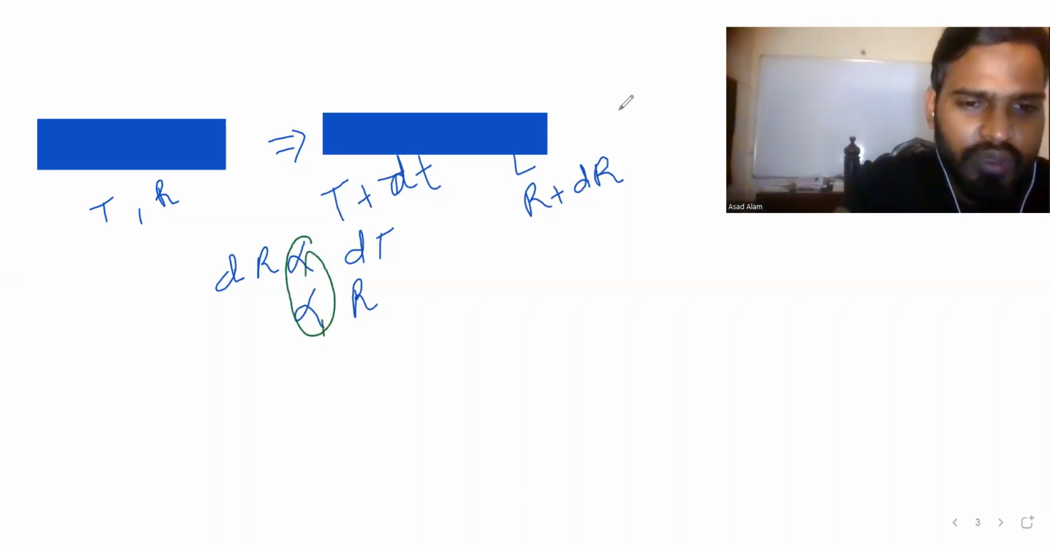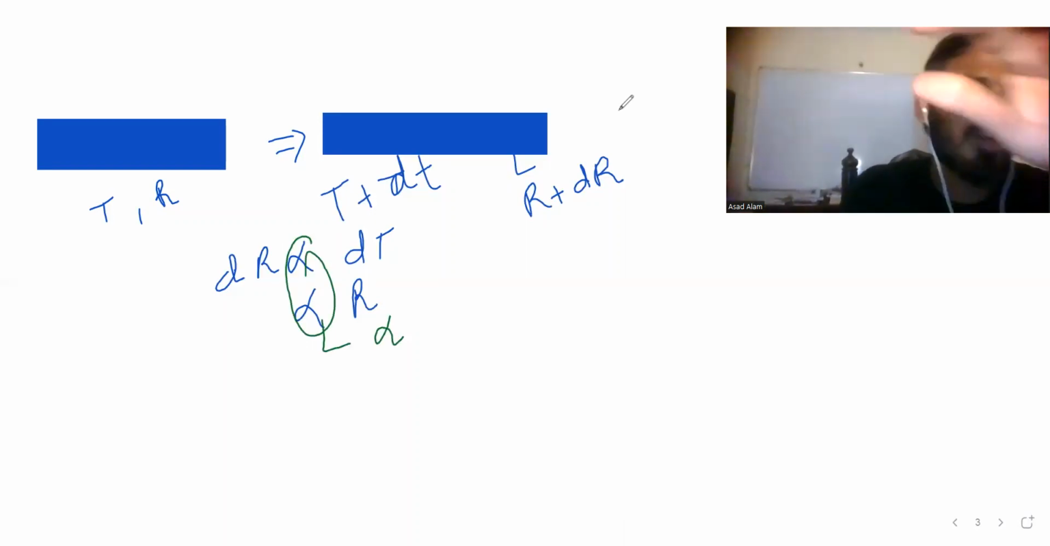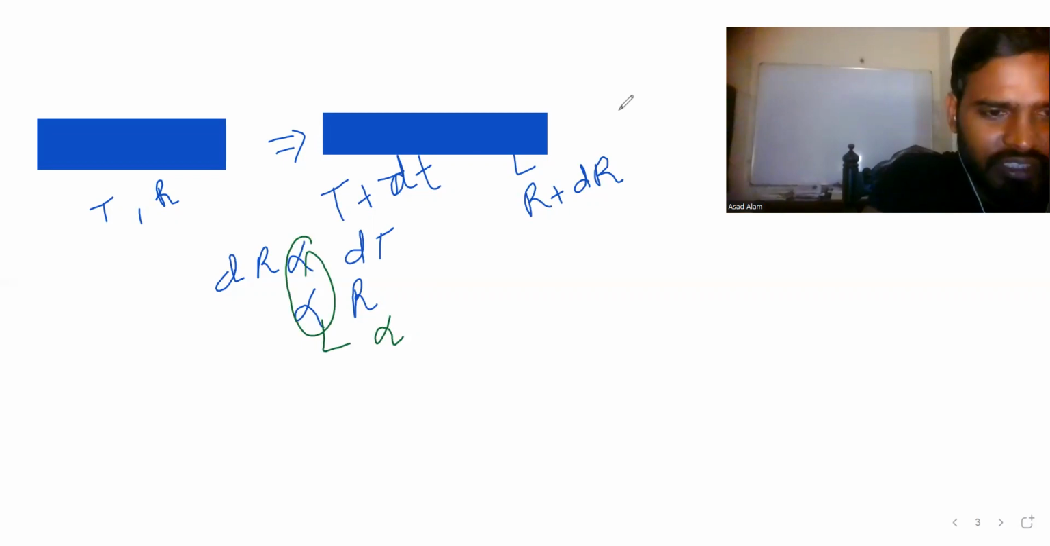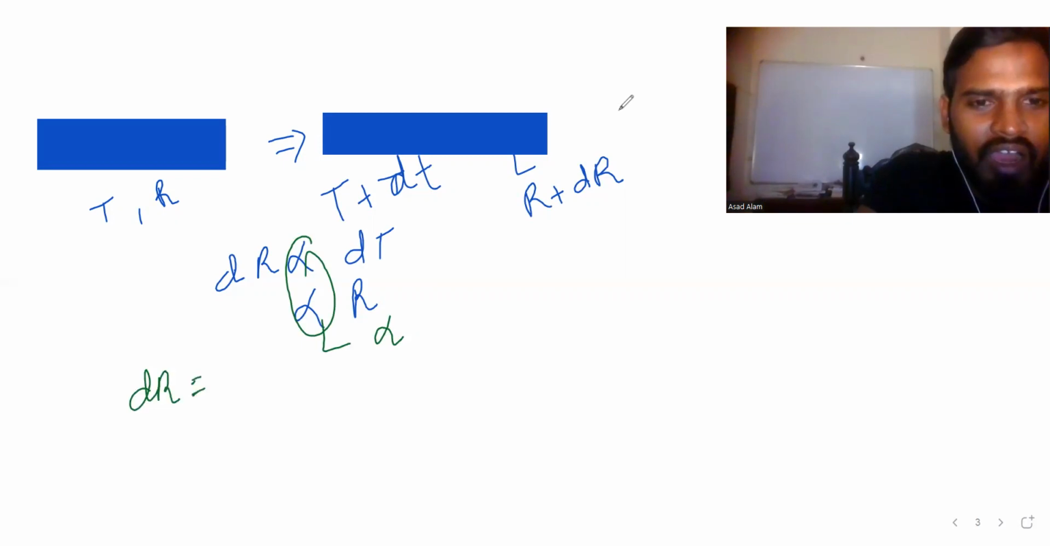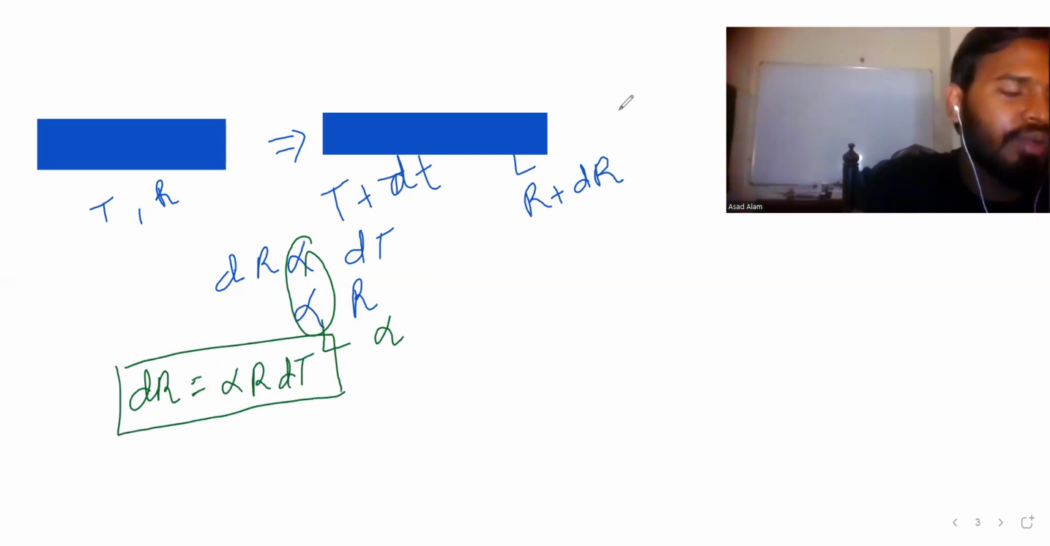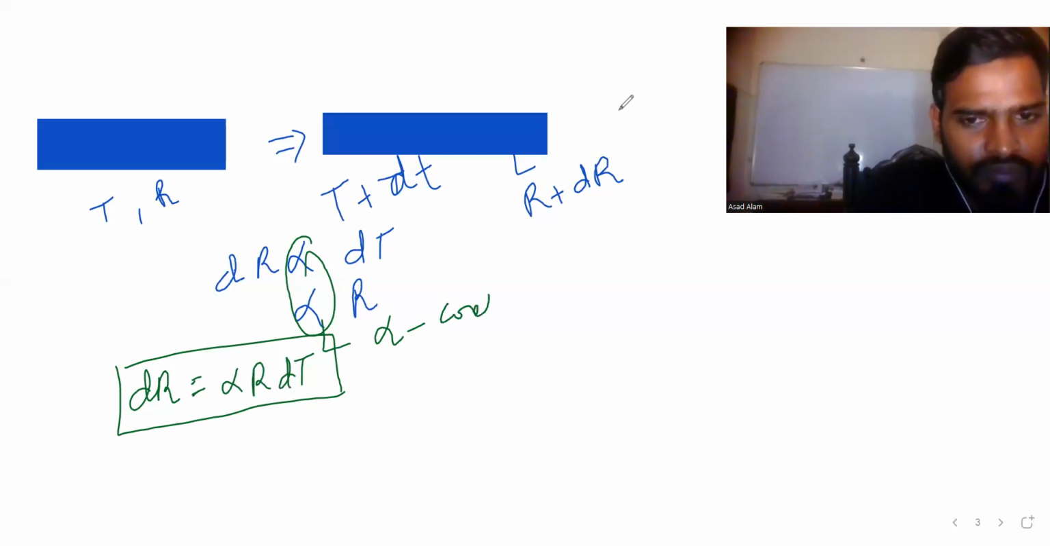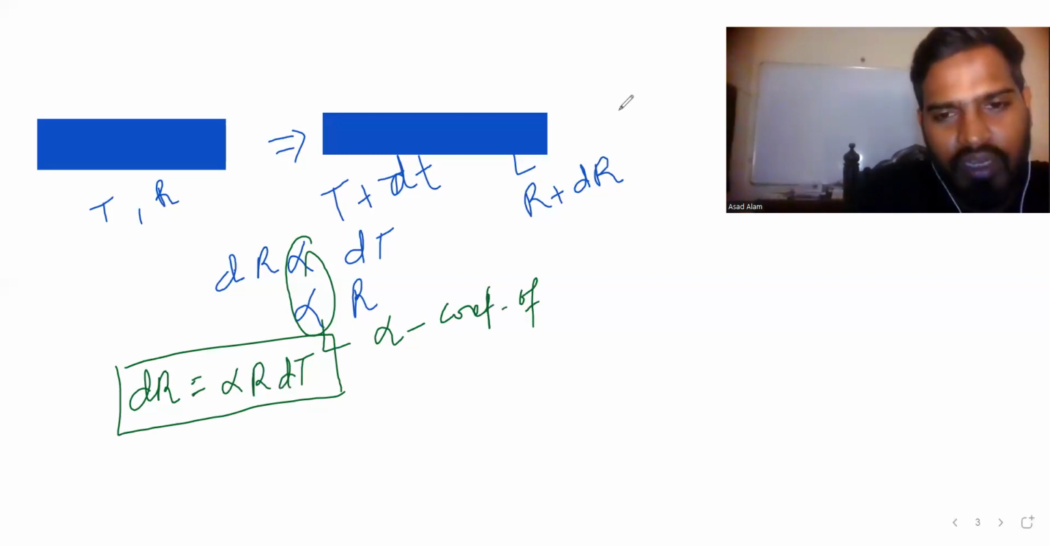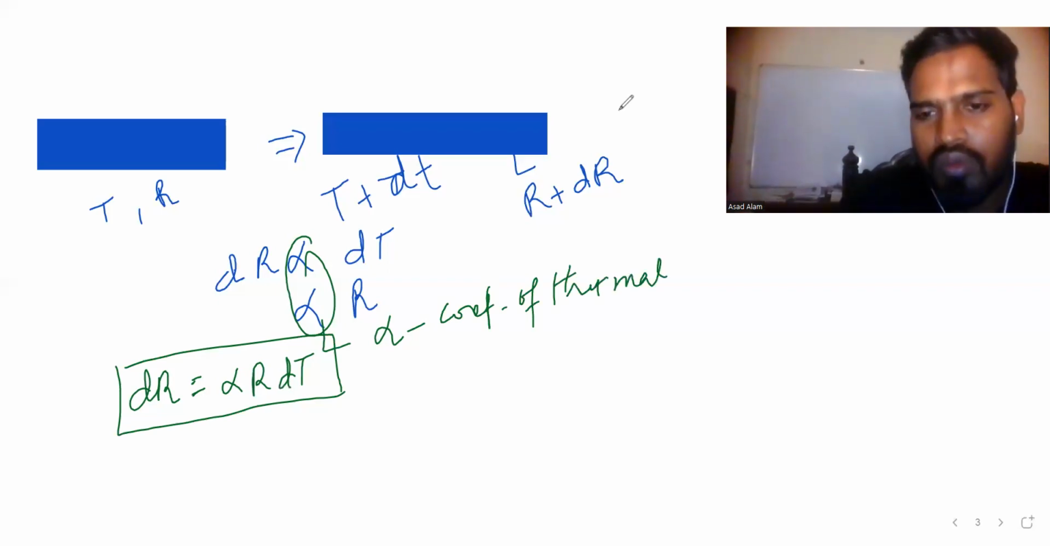To remove this proportionality, we'll introduce a constant, alpha, the temperature coefficient of resistance. So dR is equal to alpha R dT. Alpha R dT, the coefficient of thermal resistance.